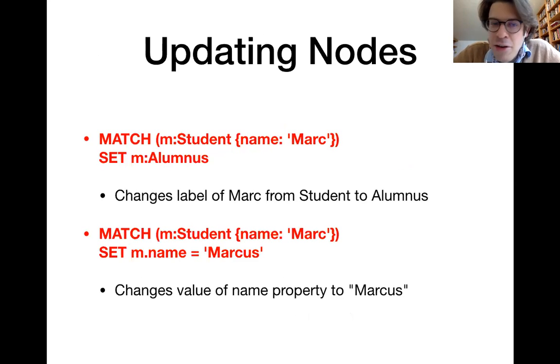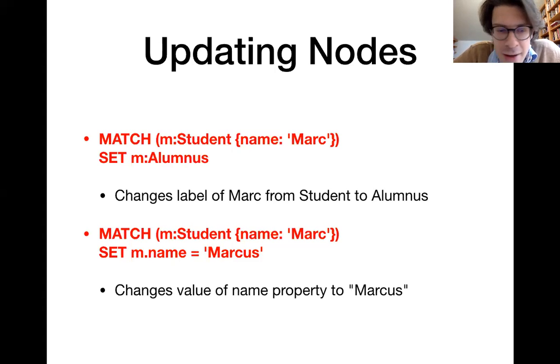If you have created nodes, then you can also change them later. Of course, you can update nodes. So for instance, here, first of all, you're telling the system which are the nodes that we want to update. Here, I want to update the node labeled as student with name property set to Mark again. And here I can, for instance, change the label of that node. Perhaps a student finished the studies, and then I can set the label to alumnus rather than student. That's what the first command is doing here.